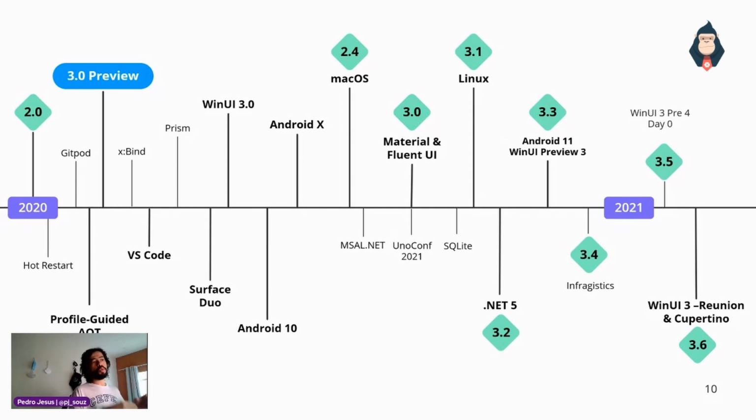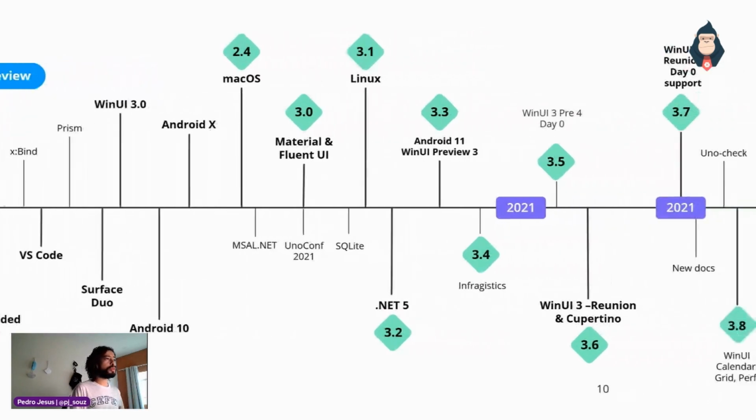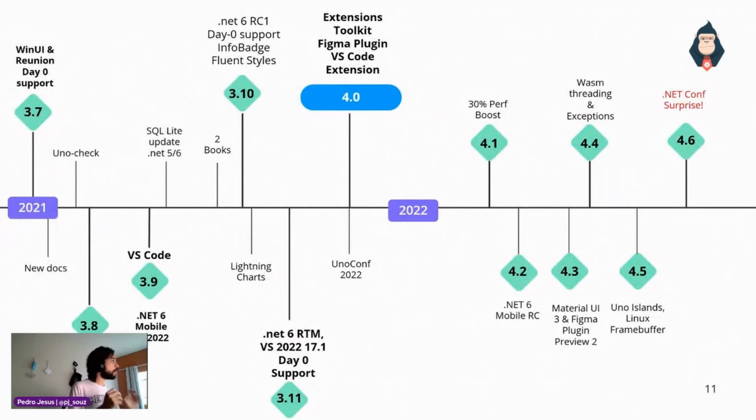In 2021, we had WinUI 3 and Reunion and Cupertino support as well, and we had that on day zero support. We delivered in version 3.0 the calendar, the grid, and the grid layout, and also in our 3.11 version, we had .NET 6 support at day zero as well. So when Microsoft releases a version, we already support that. This is amazing. You don't need to wait for anything to grab those new bits.